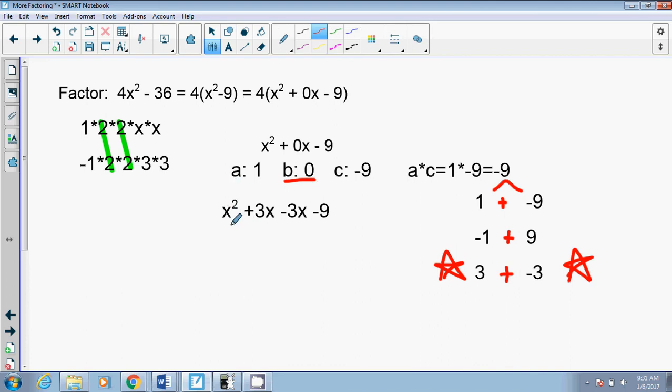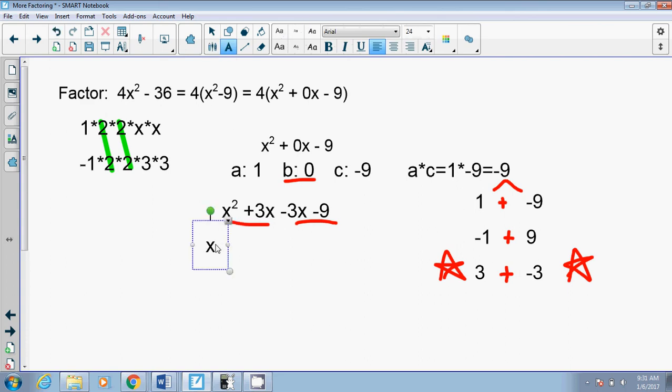4 terms now, so factor by grouping. Group the first two, group the last two. Greatest common factor of the first two will be x. Stuff that's left over is x plus 3. My second two terms, greatest common factor, negative 3. Stuff that's left over is x plus 3. Again, make sure you realize you're dividing negative 9 by negative 3. Negative divided by negative is a positive.